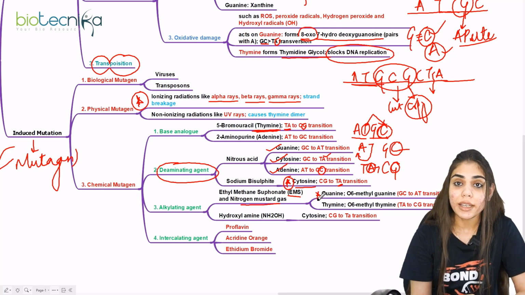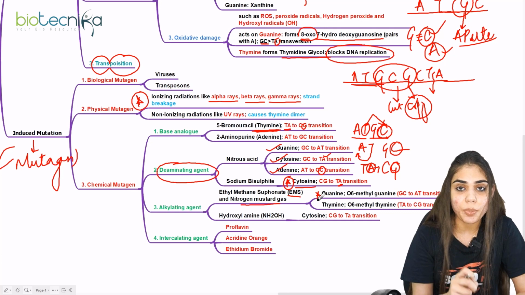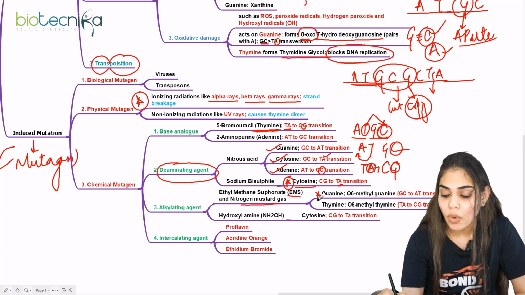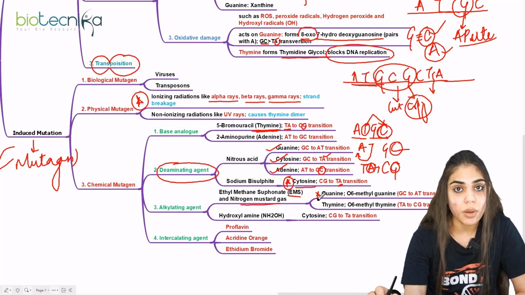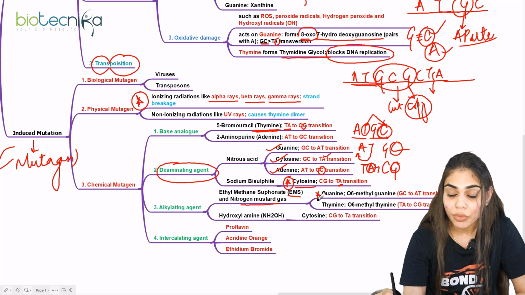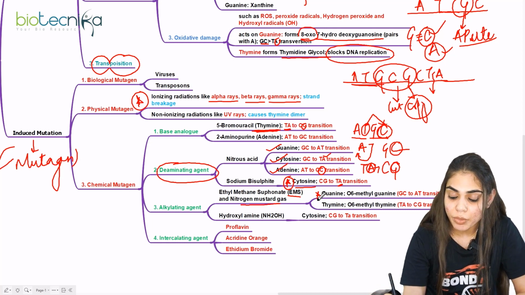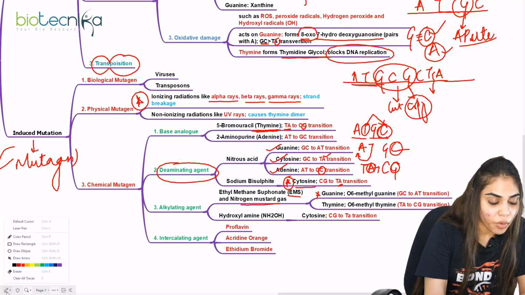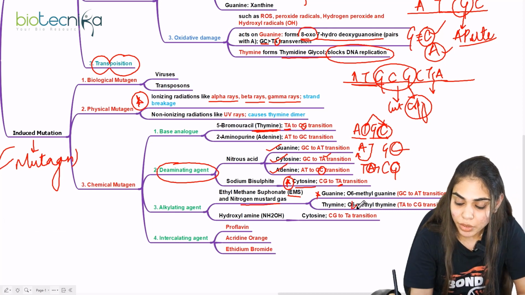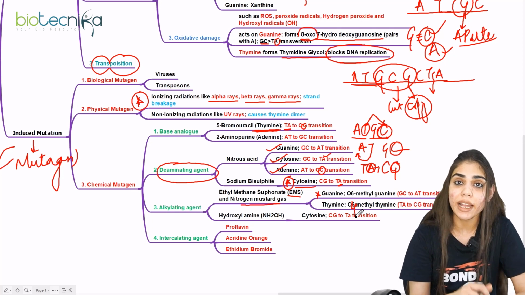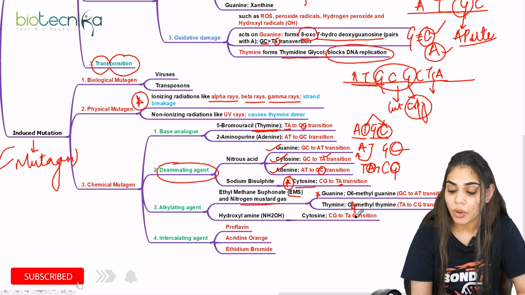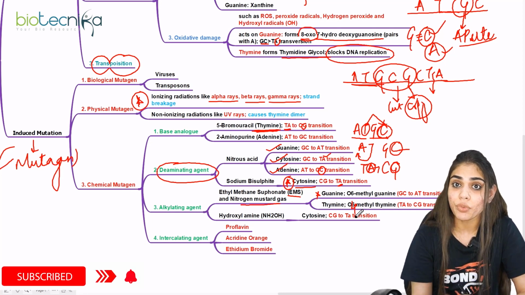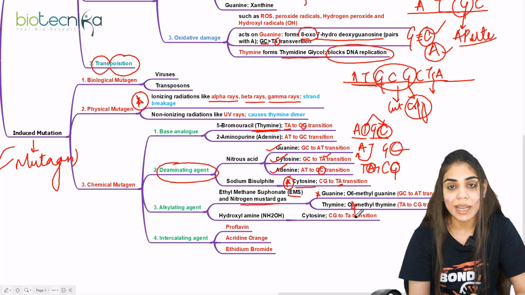So this guanine is methylated at the 6th position, and it will form O6 methyl guanine. But when thymine is methylated, it forms O4 methyl thymine. So here it forms O6 methyl guanine, and if thymine is alkylated, it adds a methyl group at the 4th position, which results in the formation of the O4 methyl thymine structure.